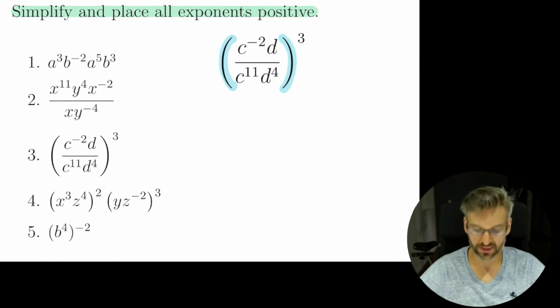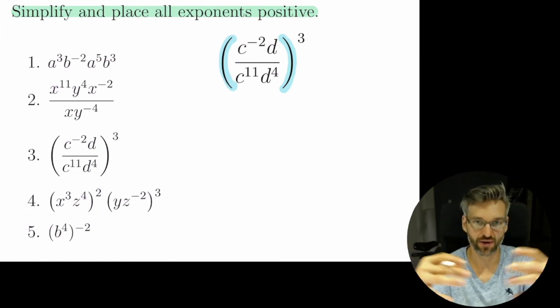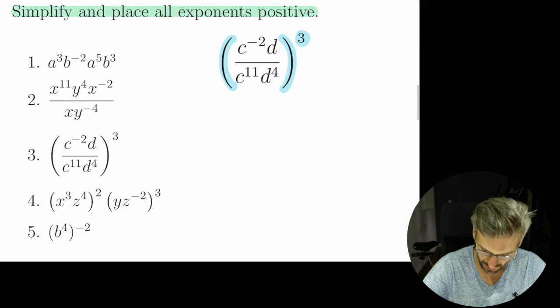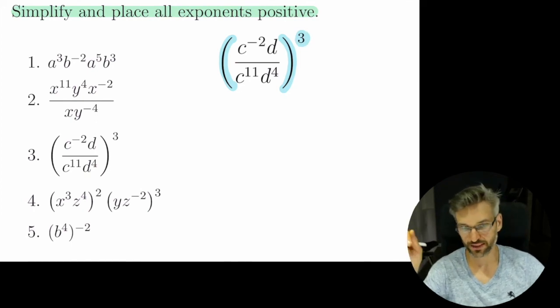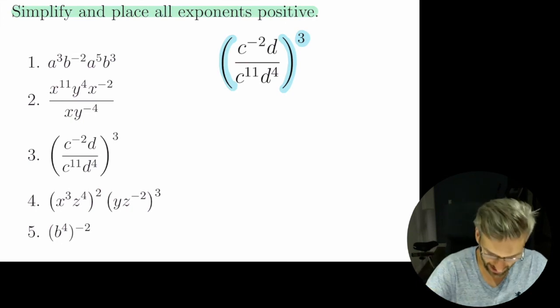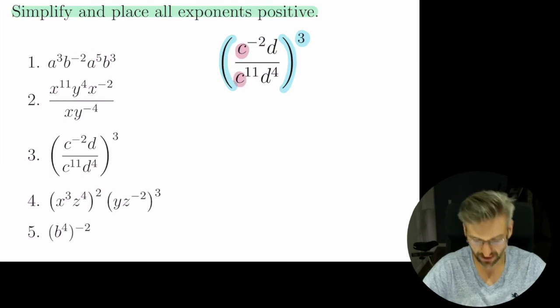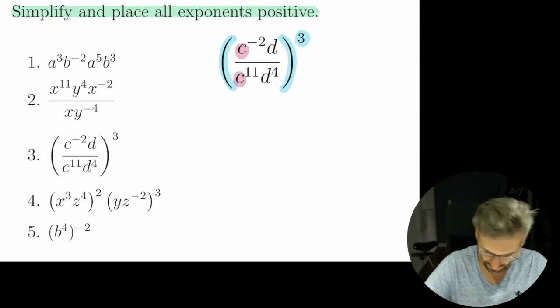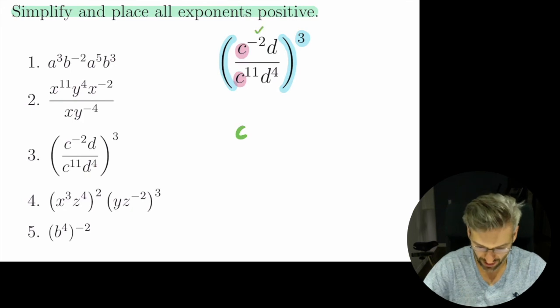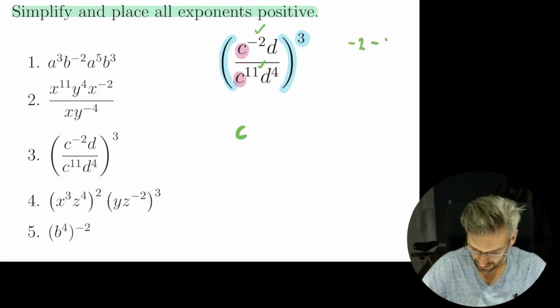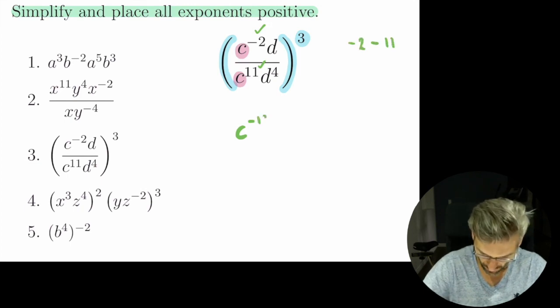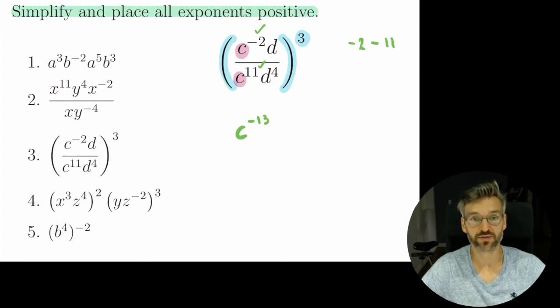So I'm going to first simplify what's inside of the bracket instead of worrying about this 3 exponent which is outside. I'll apply that law at the end. So inside of my bracket, notice 2 of the same base, so c. So I'm going to start with that. So c, and now negative 2, and it is division, so it's minus 11. So I have negative 2 minus 11, which becomes negative 13. So that's for the c.